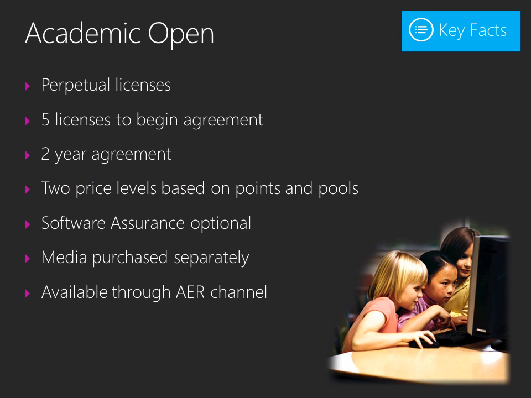So if we move into Academic Open, let's have a look at some of the key facts hiding behind this. Well, we've seen before already that they are perpetual licenses. So when you buy through these agreements, you're buying the rights to use the software forever. A 5-license purchase is all that's required to start purchasing through that agreement, and it is a 2-year agreement. It has 2 price levels based on points and pools, and I'm going to come to that in a little bit more detail shortly. Software assurance, as ever through an open agreement, is an optional purchase. The media can be purchased separately and it is available through our authorised education reseller channel.